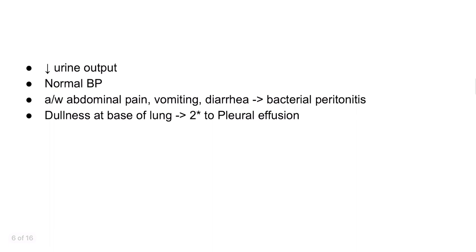Now the other features in nephrotic syndrome is there is a decreased urine output, but the blood pressure is normal, and if it is associated with abdominal pain, vomiting and diarrhea, then this could indicate bacterial peritonitis. If there is dullness at the base of lung, it indicates it is secondary to pleural effusion.